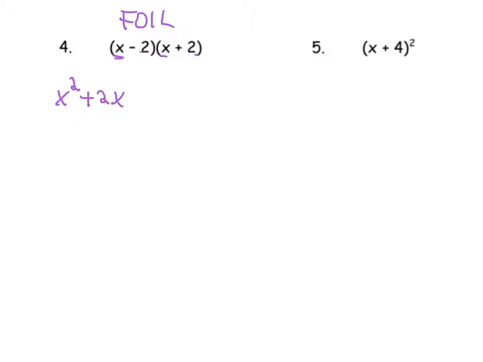The inner would be these two here. So negative 2 times x. This is negative 2x. And then the last two terms. So you get a negative times a positive, which makes a negative 4. And again, I'm going to combine these two together, and notice that they cancel out, so I get x squared minus 4.